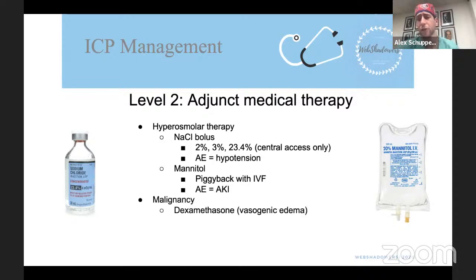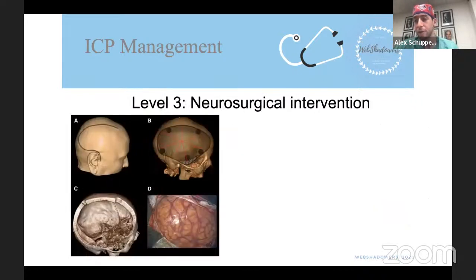And then this is just to show you, if you have high intracranial pressure, ICP, for a different reason like malignancy, steroids can be really important. And then in an infection case, antibiotics obviously can be, if it's a bacterial infection, obviously.